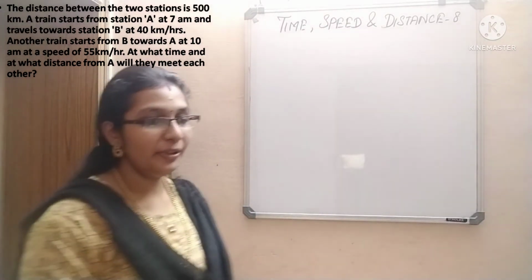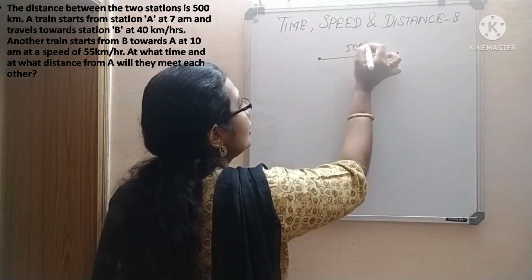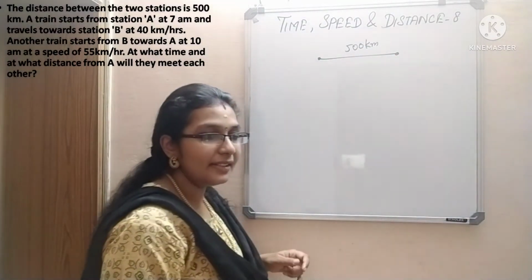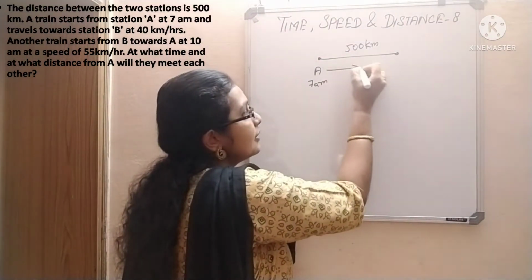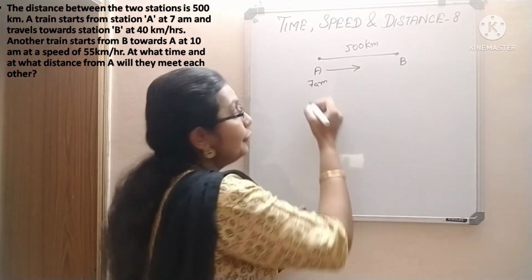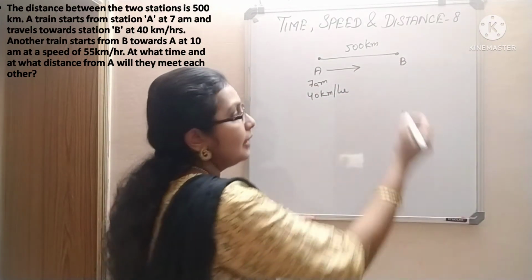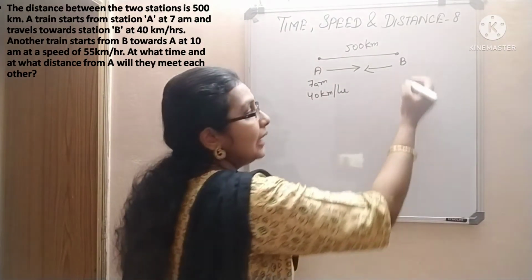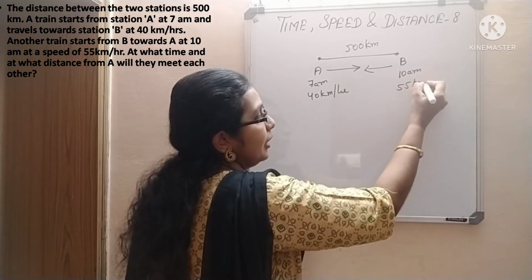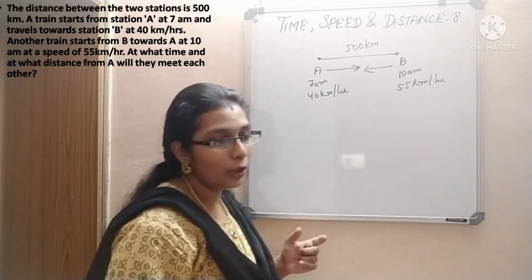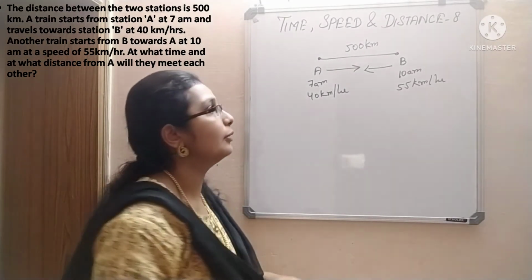The distance between the two stations is 500 kilometers. A train starts from station A at 7 am and travels towards B at 40 km per hour. Another train starts from B towards A at 10 am at a speed of 55 km per hour. At what time and what distance from A will they meet each other? So, meeting time and distance is what we will have to find.